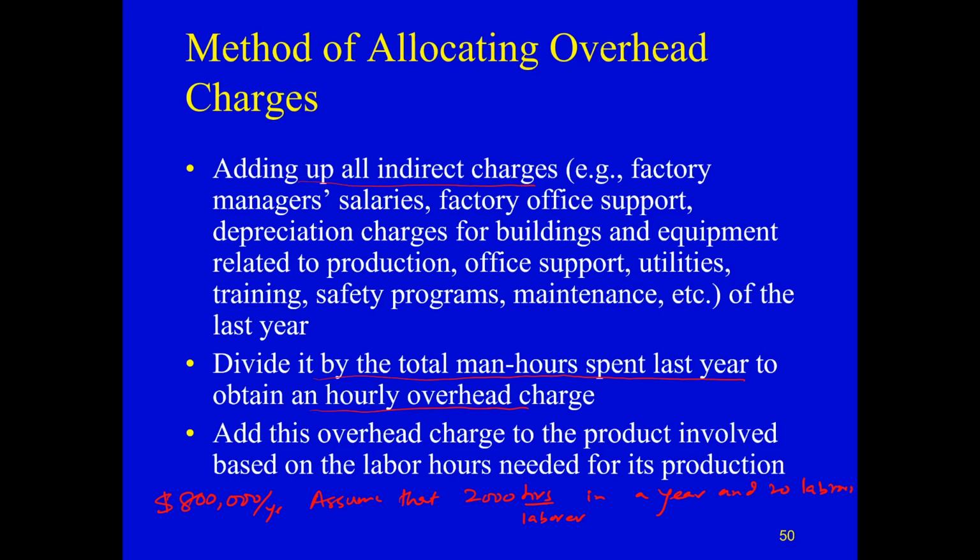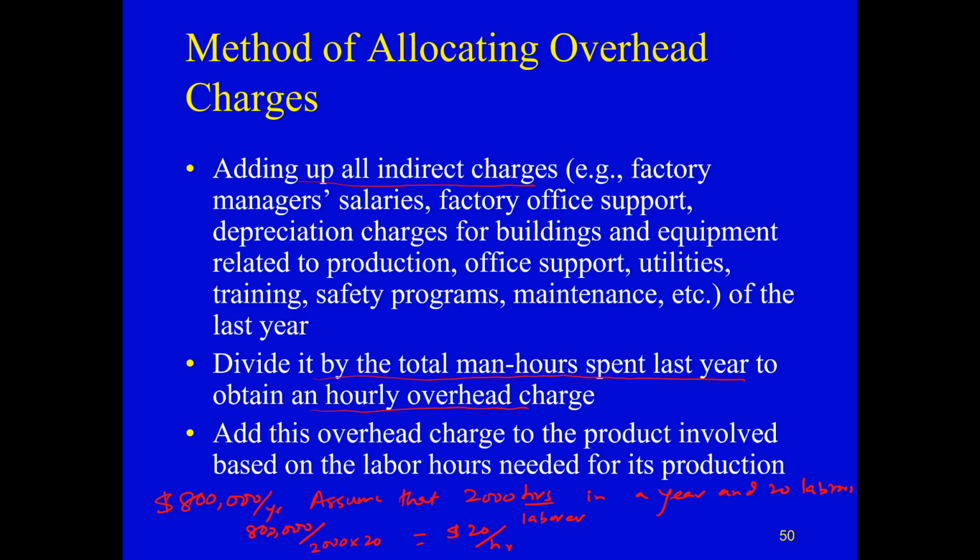So we have 800,000 divided by 2000 multiplied by 20 laborers. So we can say it is $20 per hour is the charge per hour.